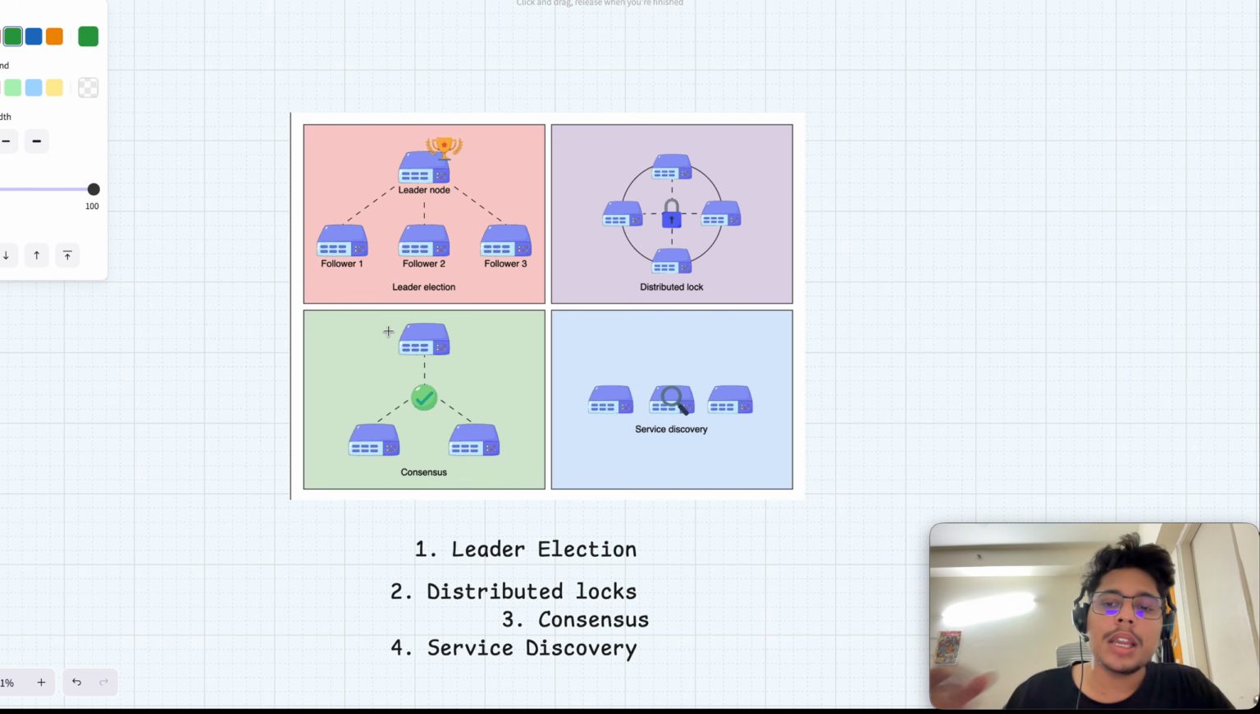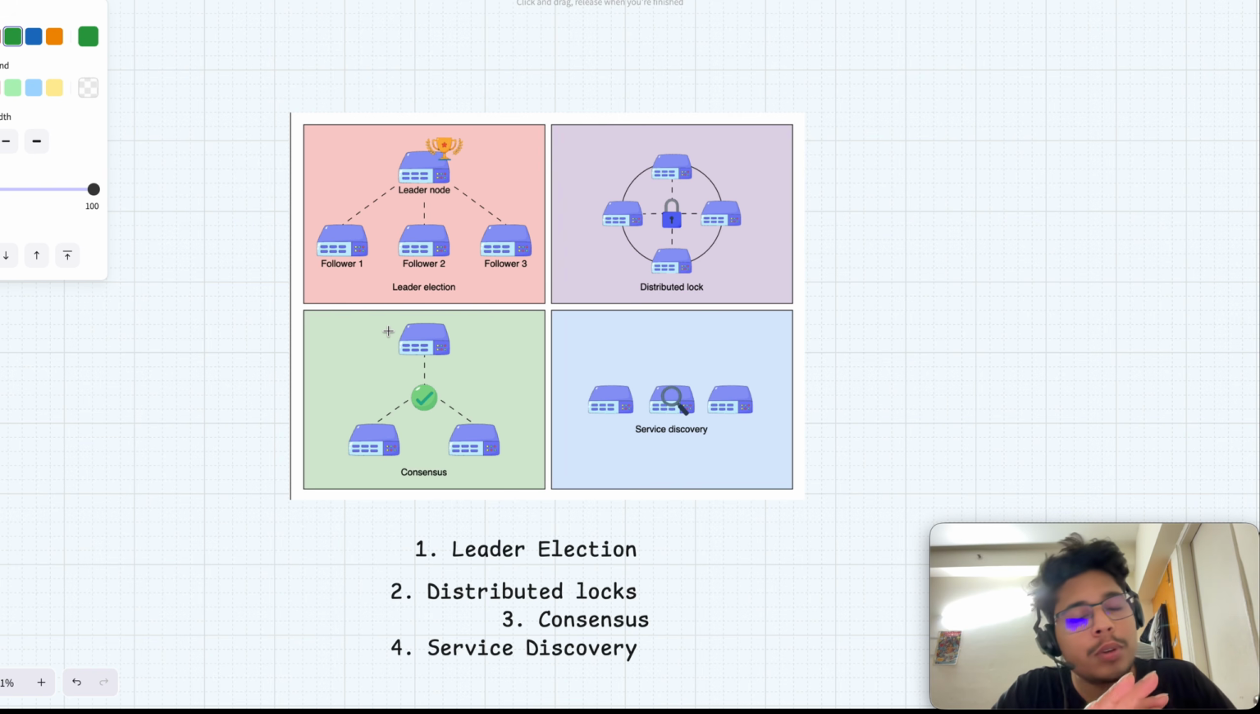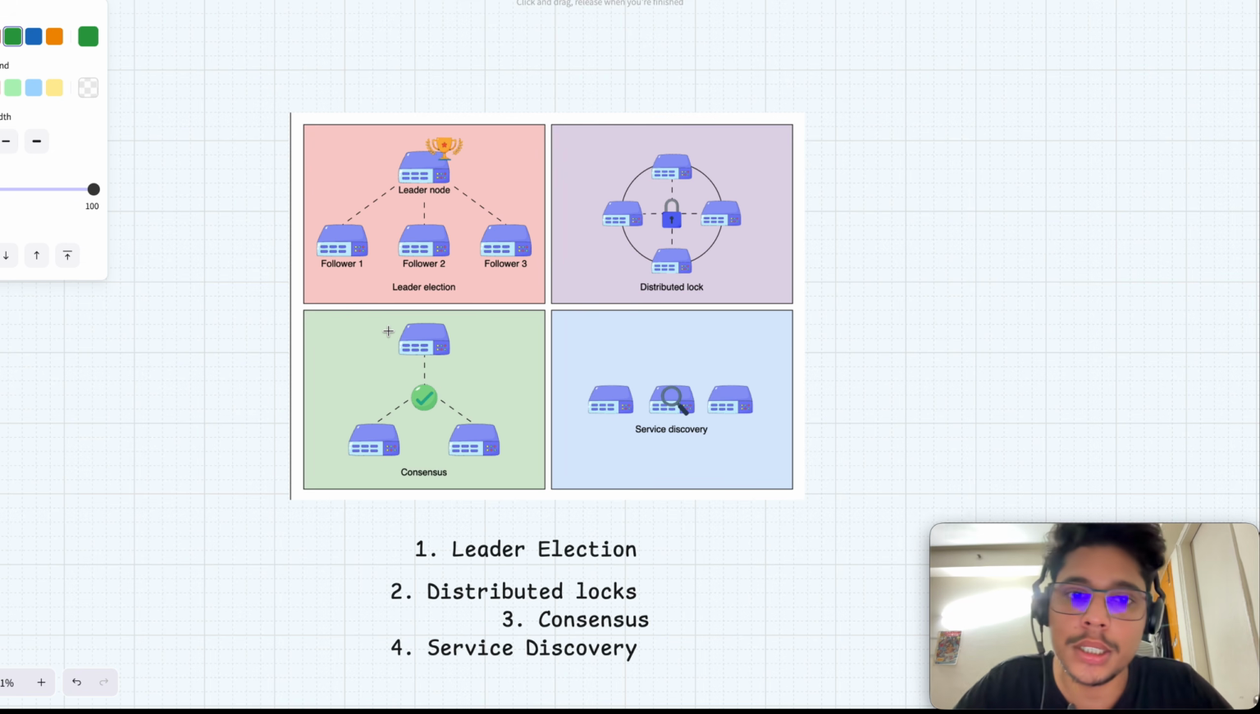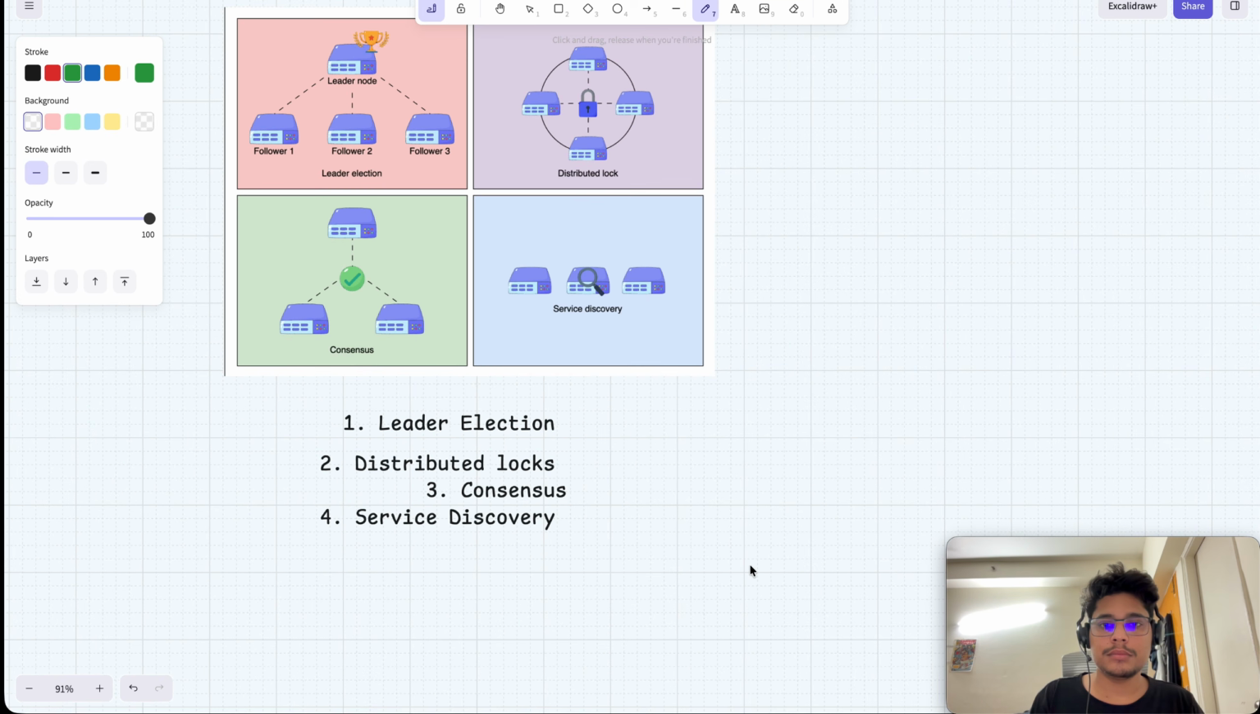Okay, now in this coordination, there are 4 points that we need to know. These 4 points are mandatory to learn, and they are necessary to understand the whole system design that we learn in future. So the first is leader election. So what is leader election actually?